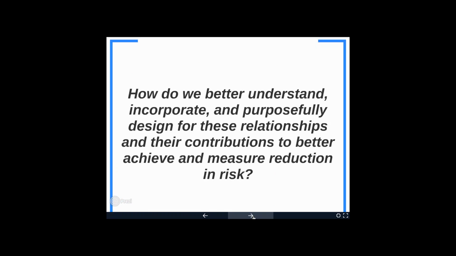So we begin our discussion with a question that hopefully sets the stage, and our panelists will help to answer. How do we better understand, incorporate, and purposefully design for these relationships and their contributions to better achieve and measure reduction in risk?